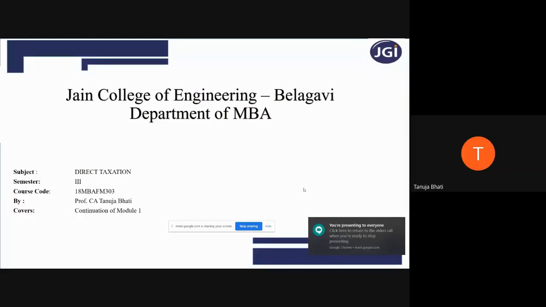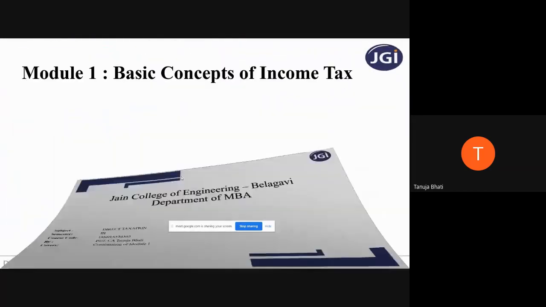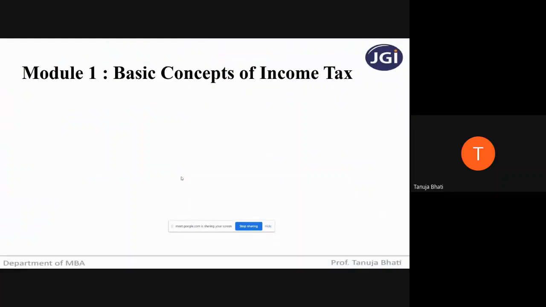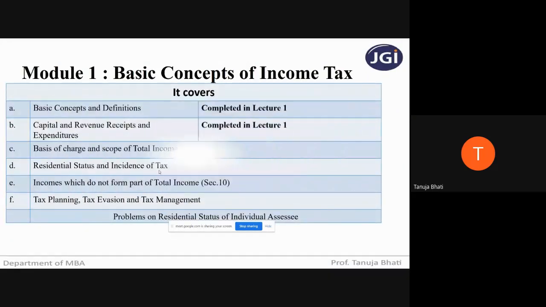So we'll begin with the session for today. Yesterday we had started with module 1 and today we are just continuing the module. Our first module is basic concepts of income tax, where in yesterday's class we already saw basic concepts and definitions, and what is capital and revenue receipts and expenditures. That was our lecture 1.